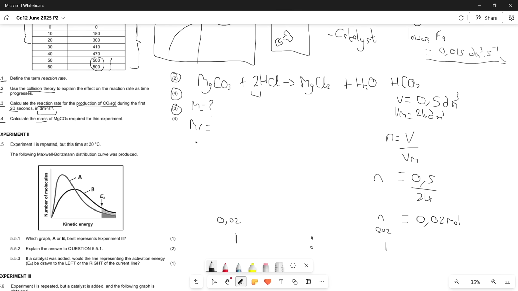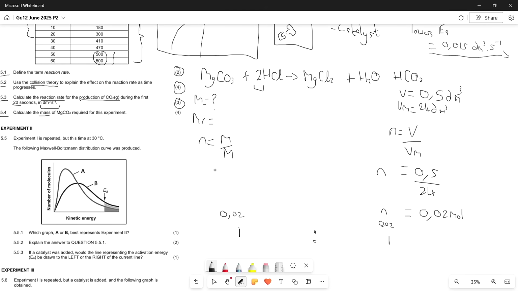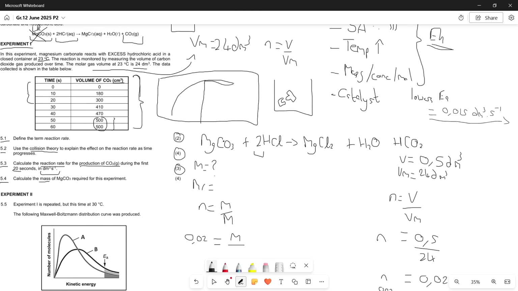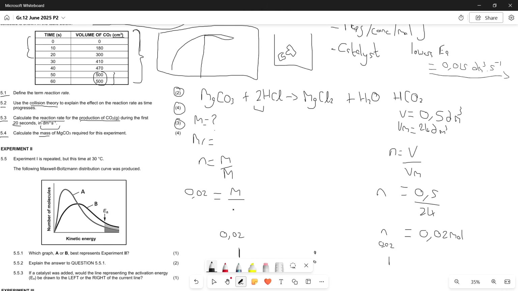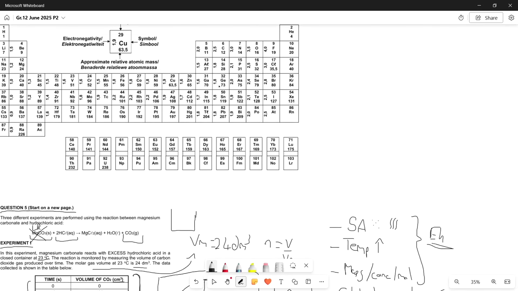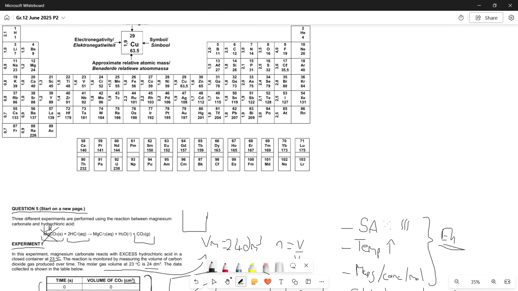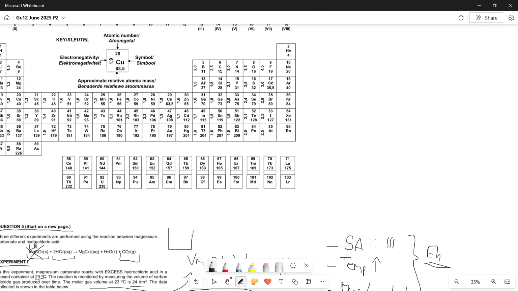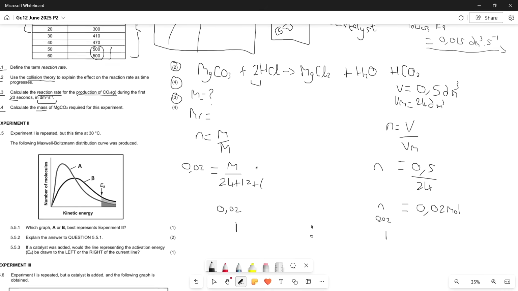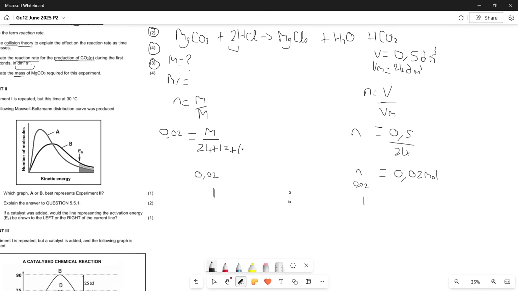Okay, so if we go ahead and write our formula, we have n equals m, what we want, over capital M. That's the molar mass. Mr also means molar mass, but we work with capital M over here. And then we have the amount of moles, the 0,02, and then we want the mass of the MgCO3 required to have created this 500 centimeters cubed of CO2. And then it is over the molar mass of Mg, which is up here. Mg has a molar mass of 24 plus C has a molar mass of 12 plus O, which is 16, times by 3.